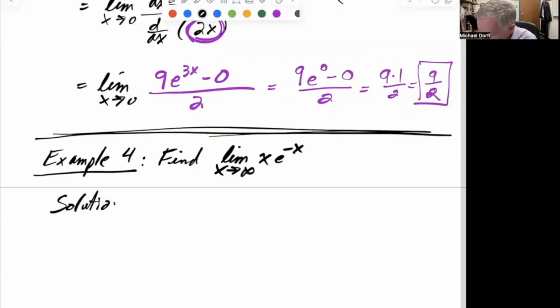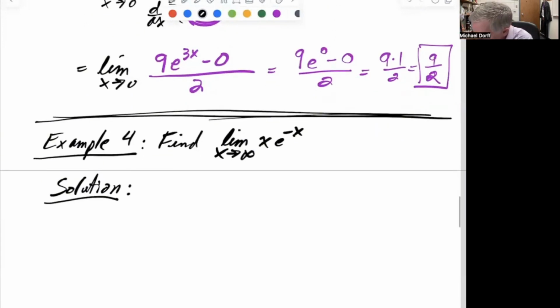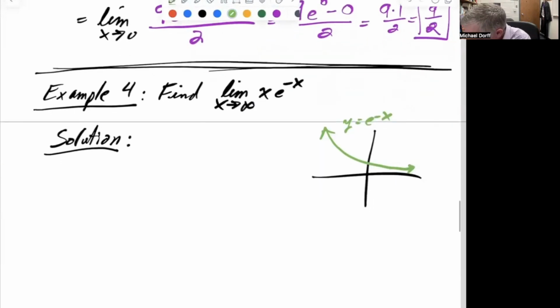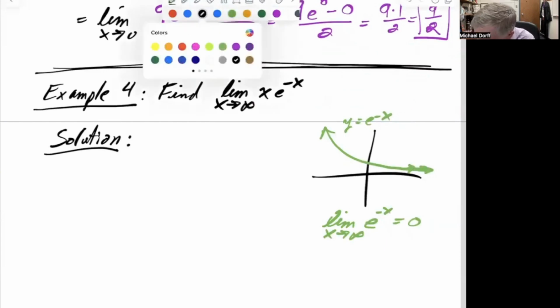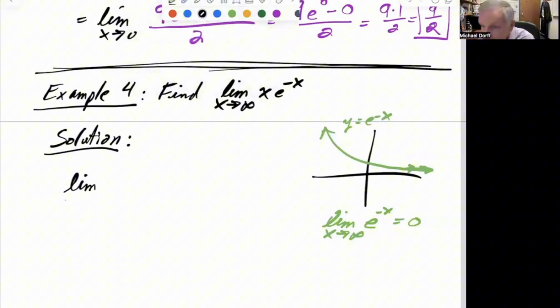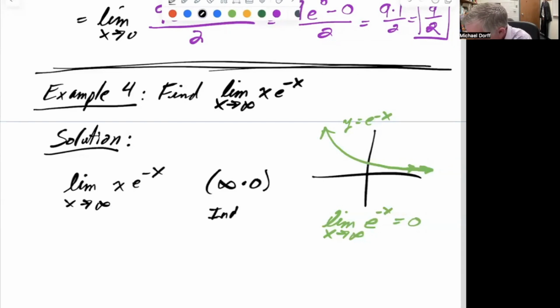Now we looked at this one at the very beginning, and remember that when we looked at the example of the graph of y equals e to the negative x, the limit as x goes to infinity of e to the negative x equals 0, because as I go farther and farther right, it's getting closer and closer to 0. So this problem, the limit as x goes to infinity of x e to the negative x, is going to be of the form infinity times 0, which is an indeterminate form.